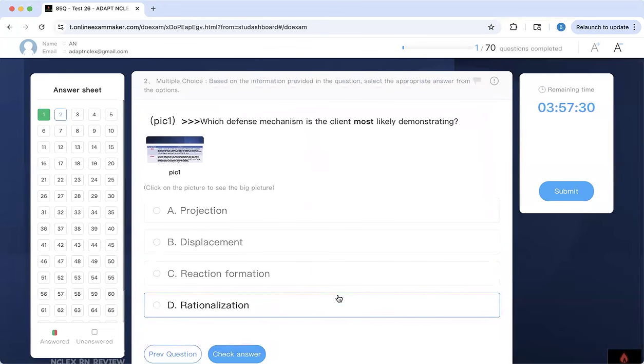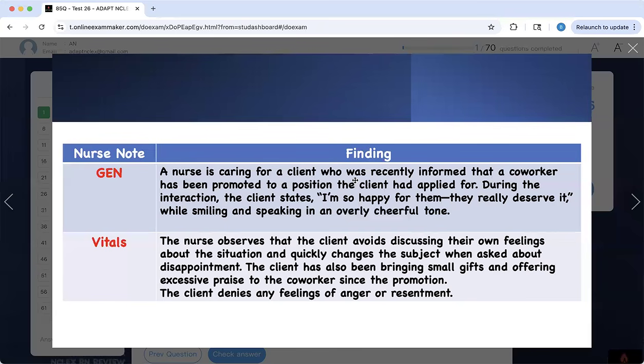Which defense mechanism is the client most likely demonstrating? What is the problem? Read it. This is mental health. Like I said, these are commonly tested questions. It's challenging. If you're making more than 65, you're on your way to passing.